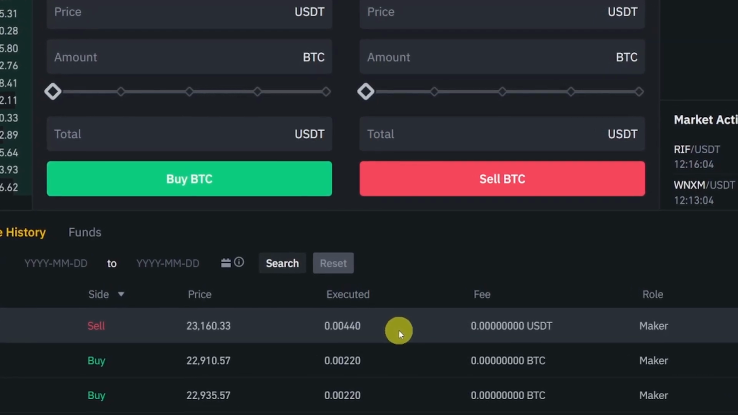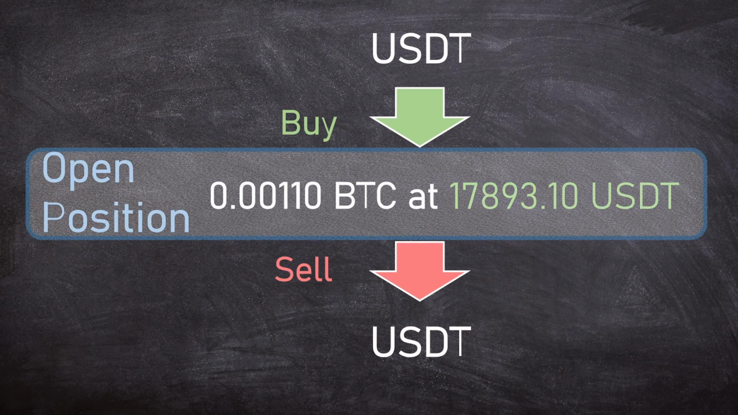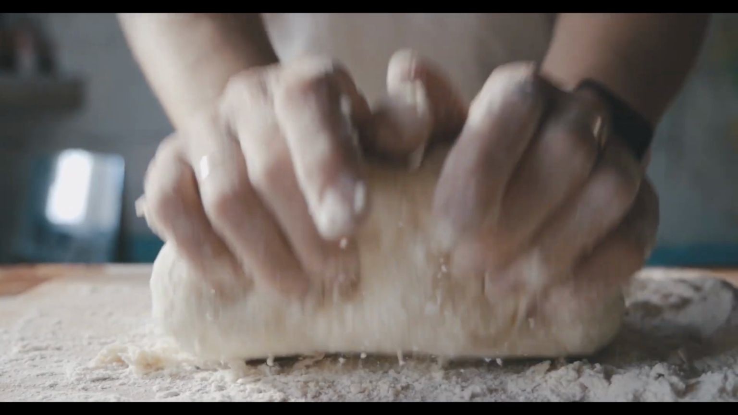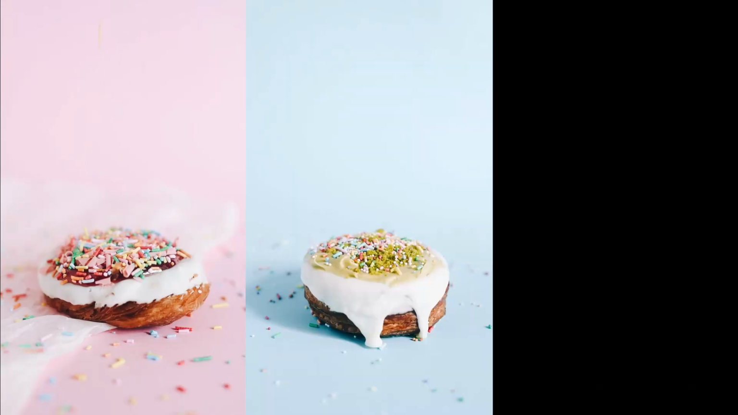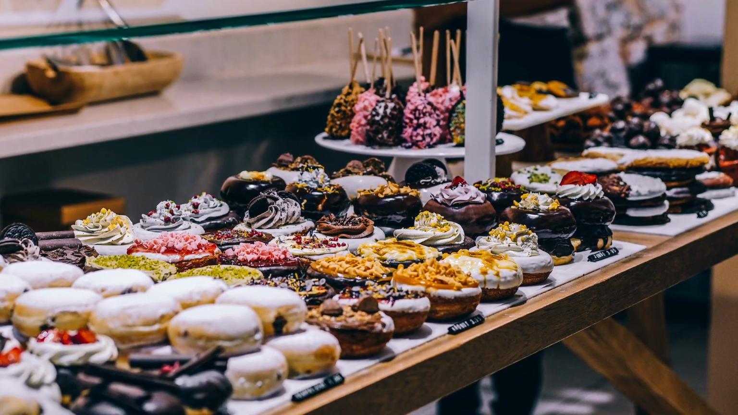Now, what is an open position, you might ask? An open position is simply having an amount of a traded asset before you sell it to recover your quoted asset. For example, in the morning, a coffee shop buys several batches of donuts from the baker. Now it has an open position in donuts.